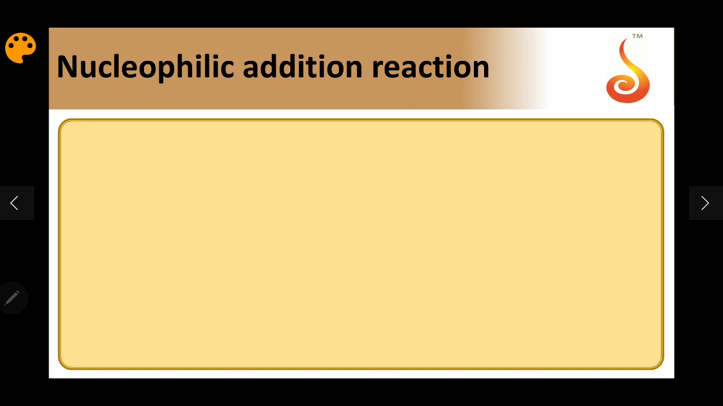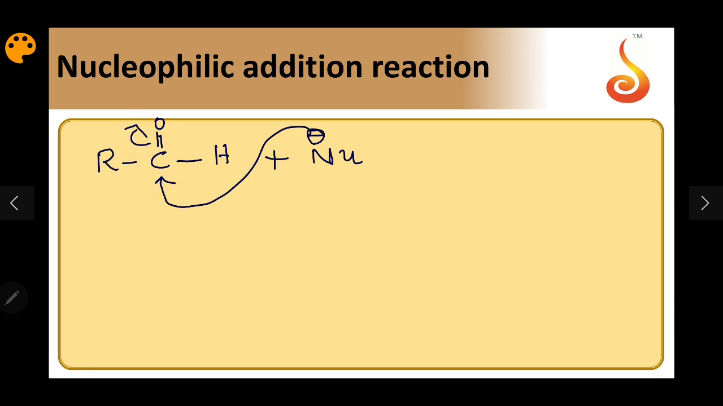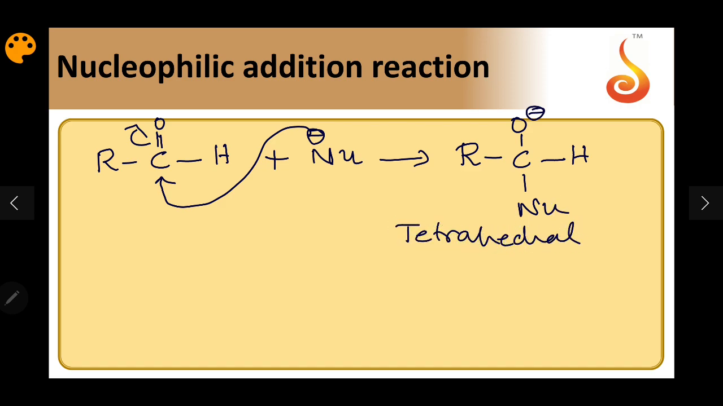The characteristic reaction of aldehydes and ketones is nucleophilic addition. Let us see what exactly it is. If I take a carbonyl compound, C=O with H, an aldehyde, a nucleophile Nu minus will attack. This can attack at the carbonyl group. The electron pair goes to oxygen, giving RCO minus H and Nu. This is the tetrahedral intermediate.